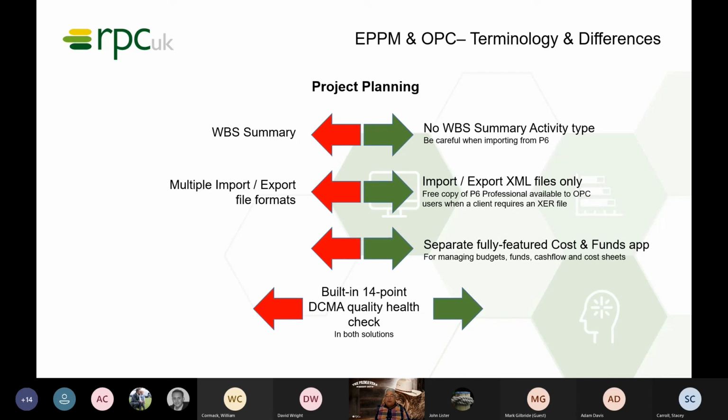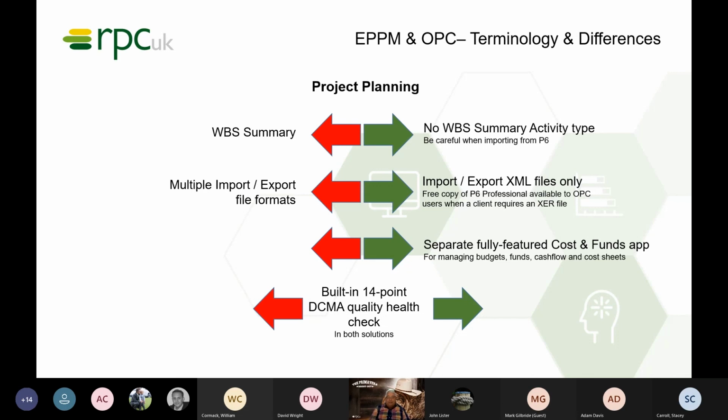In terms of project planning, of course, P6 can do resource and cost management. It can do both bottom up and top down budget planning. It's fairly basic and there's no kind of maths involved in there. There's no formulas. However, in OPC, it's a fully featured cost and funds app, and it's also managed through a workflow process as well. So we can track who's created the budget and who's approved it, and we can track it through the project proposal stage.